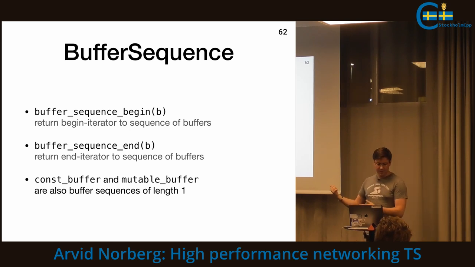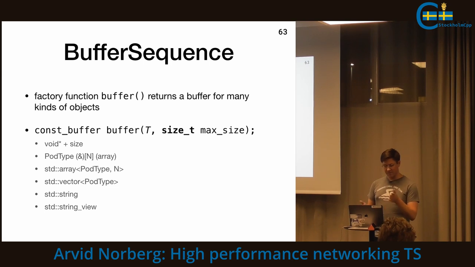buffer_sequence_begin returns an iterator to the start of this sequence of buffers. buffer_sequence_end returns the end iterator of this buffer sequence. So this is how you enumerate buffers. This is the abstraction layer on top of what otherwise would look like normal containers. But cleverly, const_buffer and mutable_buffer are also sequences of one. So you don't actually have to care about the fact that you're passing in sequences. You can just send in a single buffer and it will be a sequence of one.